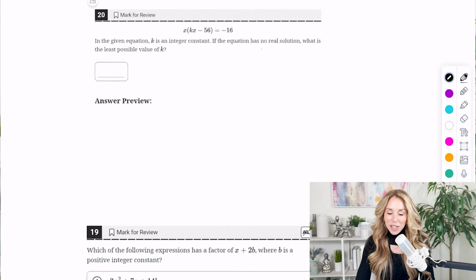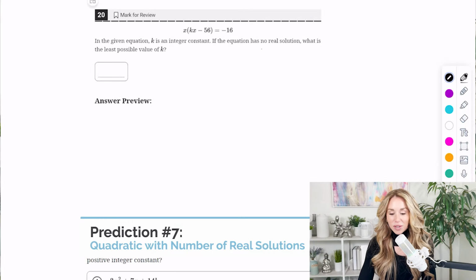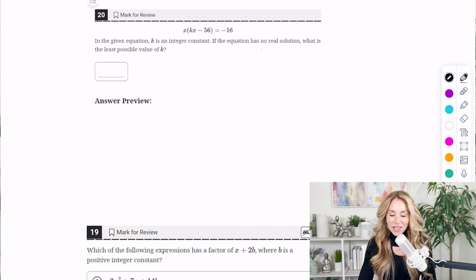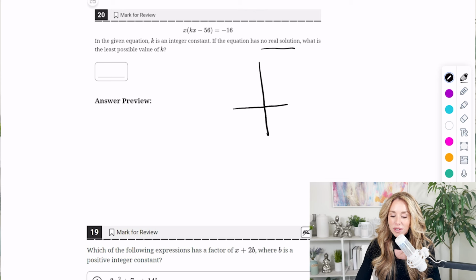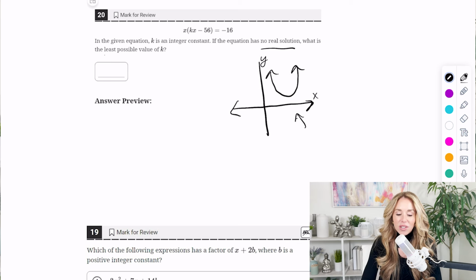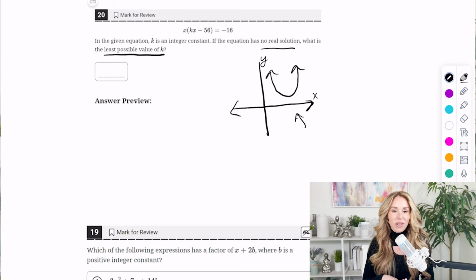All right, my next prediction is that you're gonna have a quadratic where they talk about the number of real solutions. Now, in this case, this one has a constant. So if you see a constant, you can use Desmos and make a slider. So it's going to be very, very easy. If there's no real solution, we're going to basically move K around until the graph is floating and it doesn't touch the x-axis at all. That's what we want.